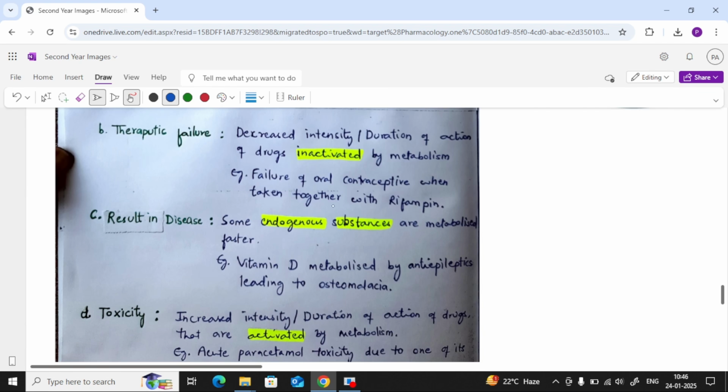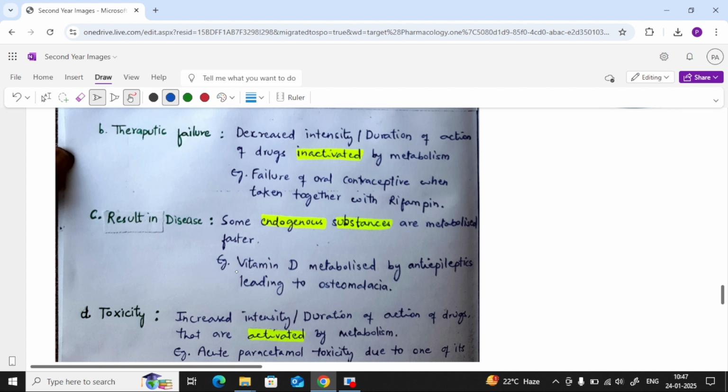These enzyme inducers can also metabolize some endogenous substances. Endogenous means inside the body. Okay, so substances from inside the body, for example, like vitamin D. So this can result in diseases, as some endogenous substances are metabolized faster.